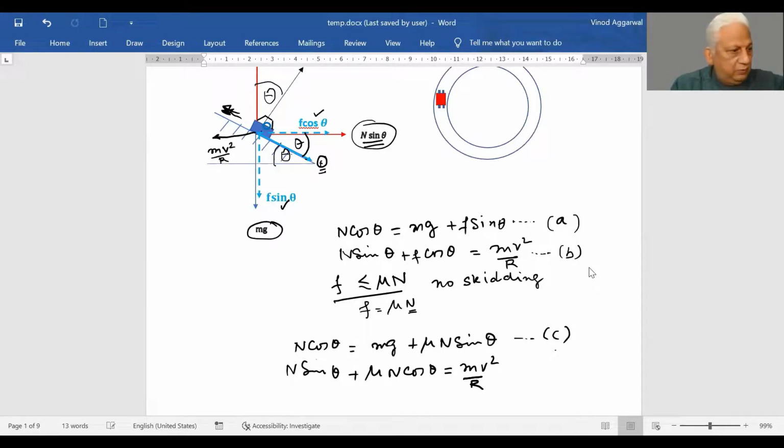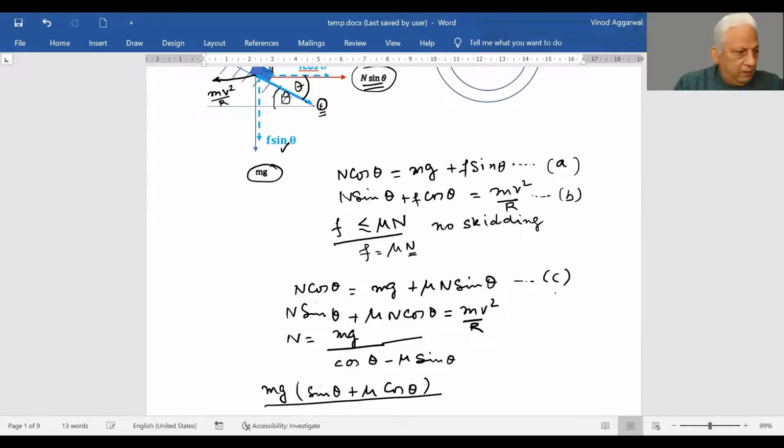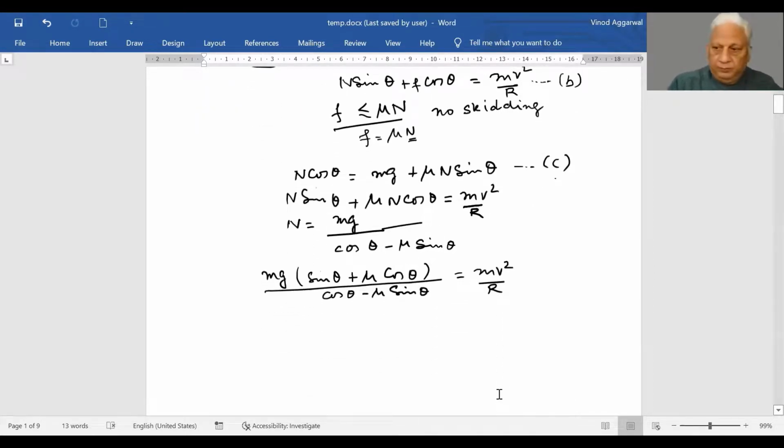Then from this equation, what we can get is N is equal to mg by, and then by doing mathematical manipulation, we'll get mg (sin theta plus mu cos theta) divided by (cos theta minus mu sin theta) equal to mv square by r.